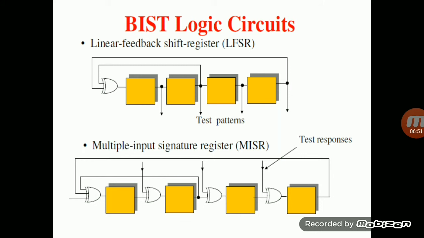Next, go for the multiple input signature register. Here we use parallel in, serial out. The input is given in parallel, the output is given serially, and it is given to the feedback. So this is also a 4-bit parallel in, serial out register. This is also used for generation of test patterns. So these are the two methods used for test pattern generation in built-in self-test.